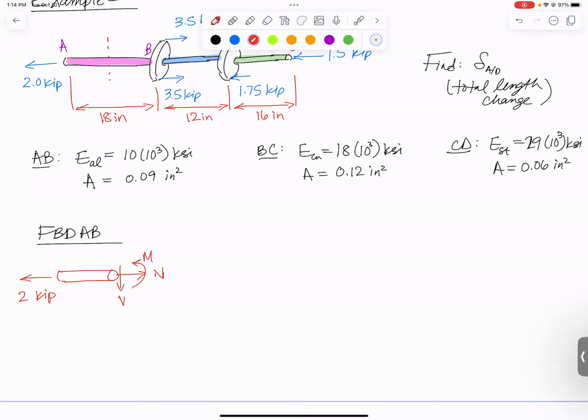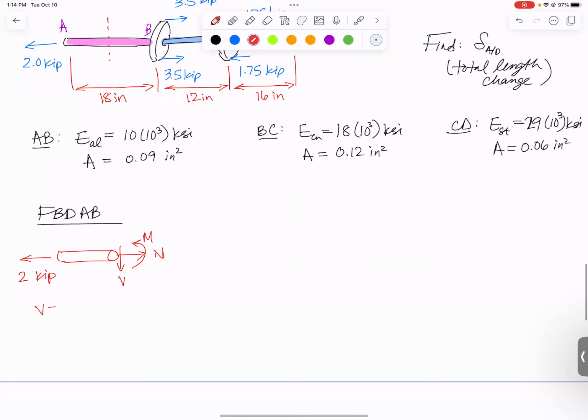But if I sum forces in the y direction and sum moments about the cut, I'll really quickly see that the shear V is 0 and M is 0, but our normal force is going to come out to be, if I sum forces in the x, 2 kips. And it is, as I drew it, in tension, it's positive. So that section is going to be in tension.